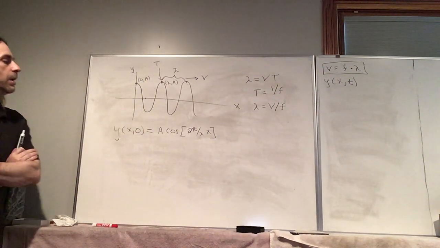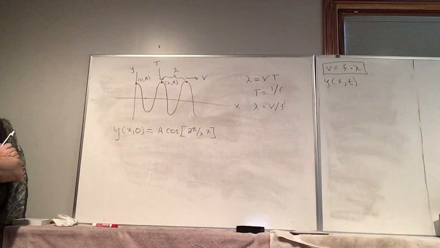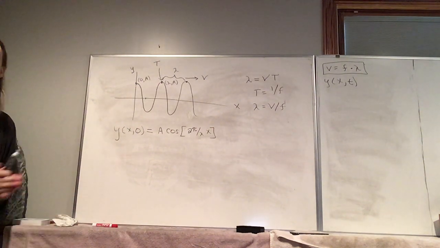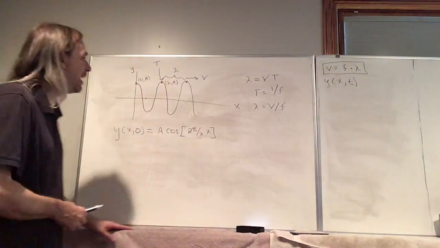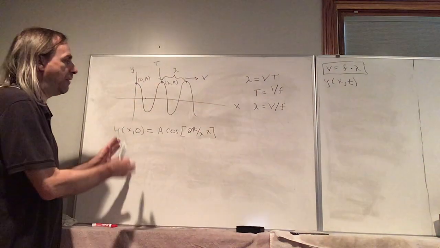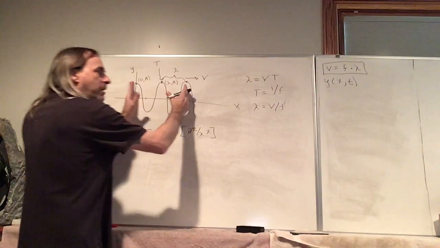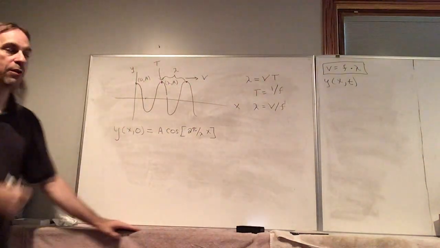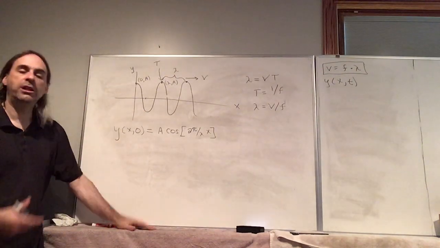Okay, now what does time have to do with this? How would time affect this? Well, the shape of the wave is not going to be affected by time. The wave is going to move to the right, but if you take a picture later, this whole thing is going to look the same, it's just moved down farther. So it's still going to look like this cosine, but it's going to be shifted to the right.